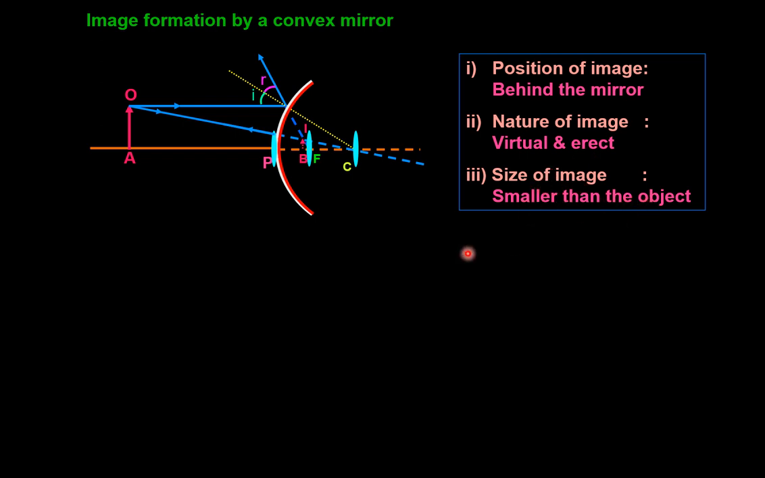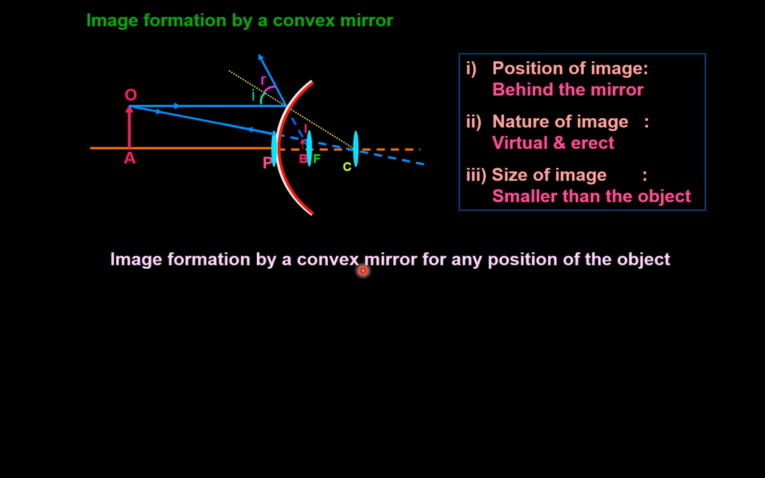Now, image formation by a convex mirror for any position of the object. One thing we need to specify here is that in the case of the concave mirror, we studied 6 different situations depending on the location of the object placed in front of a given concave mirror. But in the present case of the convex mirror, we are going to study just 2 cases. The first case we have already studied while studying the method of image formation.